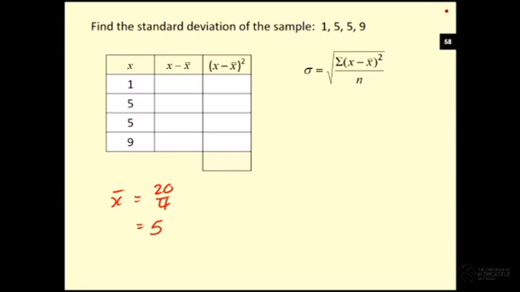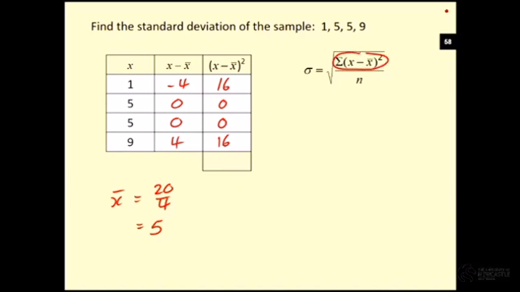My column header just tells me now take the mean away from every score. In other words, take 5 away from every score. 1 take away 5 is minus 4. 5 take away 5 is 0. 5 take away 5 is 0. And 9 take away 5 is 4. Okay, square everything. I've got a 16, a 0, a 0, and a 16.